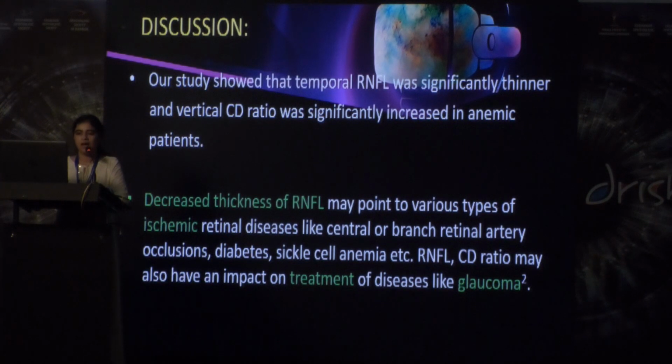Coming to discussion, our study showed that the temporal RNFL was significantly thinner and vertical cup disc ratio was significantly increased in anemic patients. So decreased RNFL or an increased cup disc ratio may point to various types of retinal ischemic diseases, or maybe a treatment of glaucoma. It can have an impact.